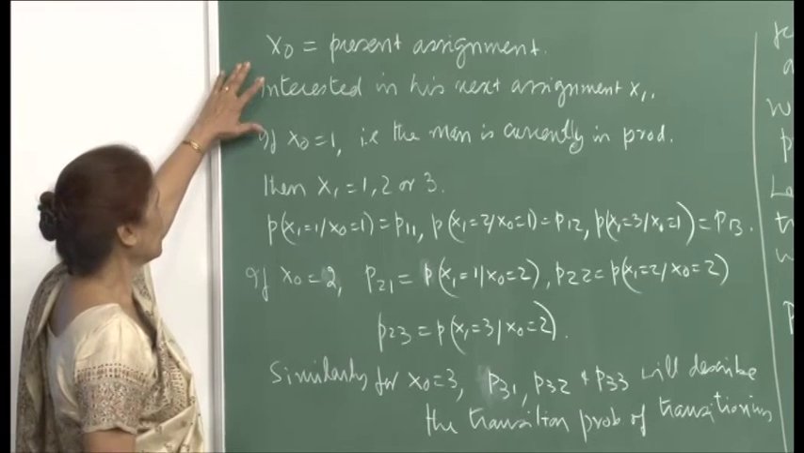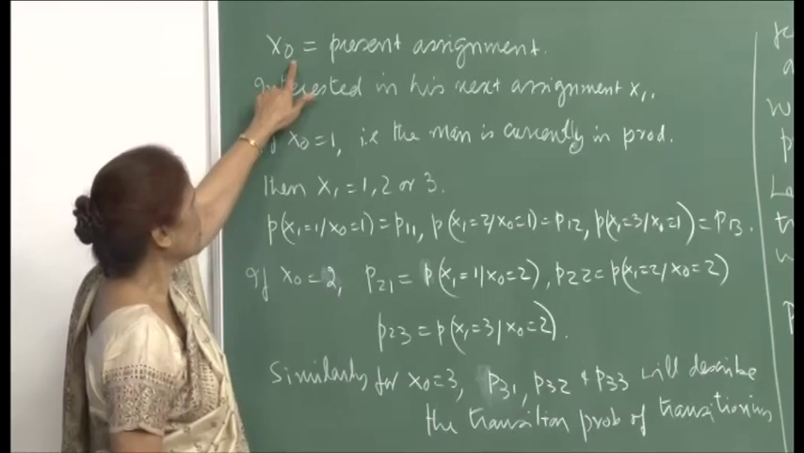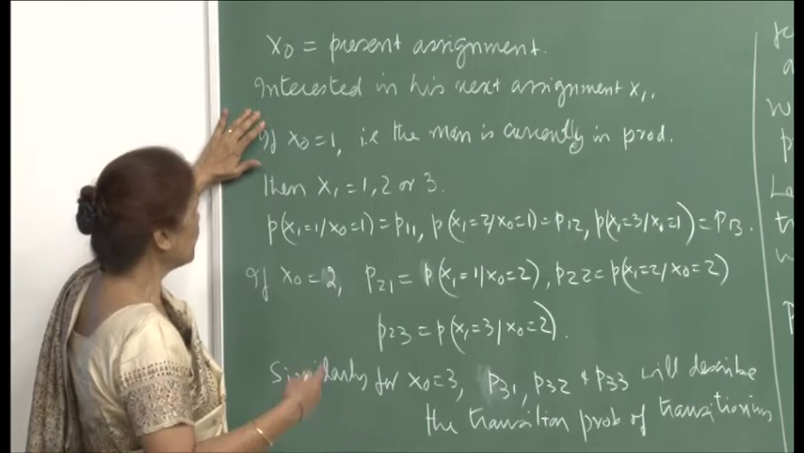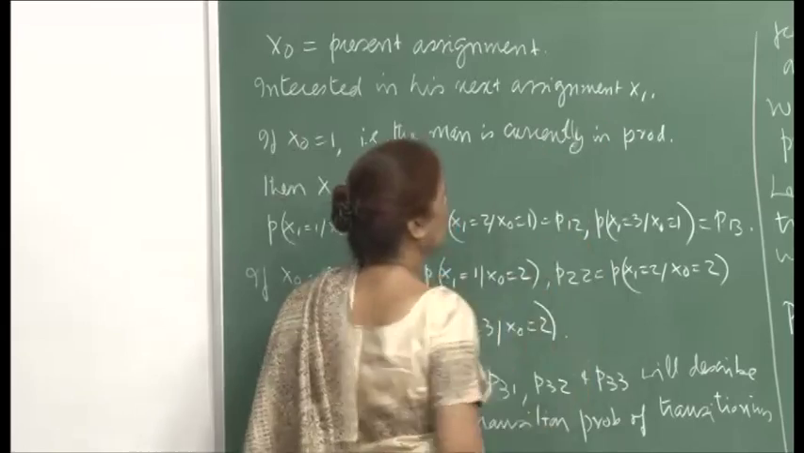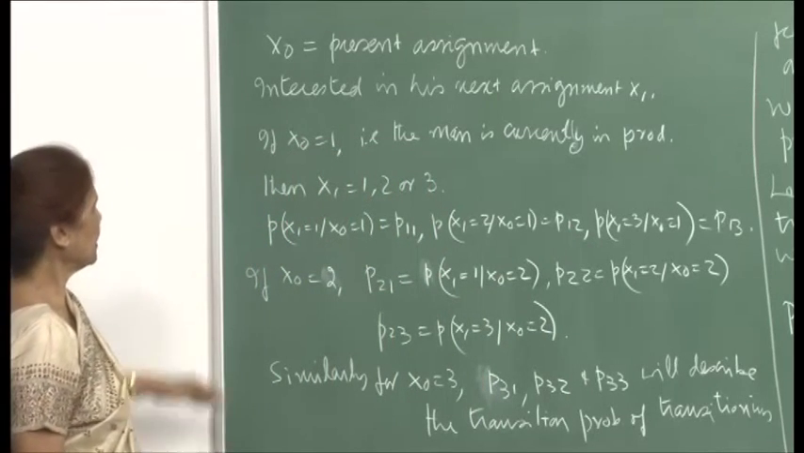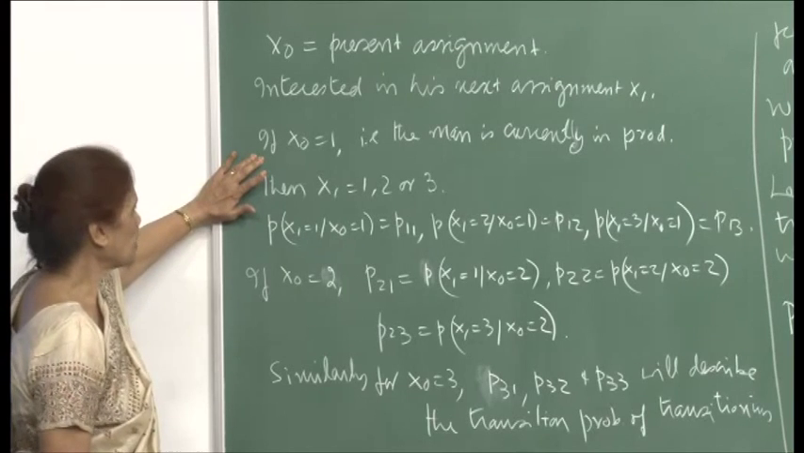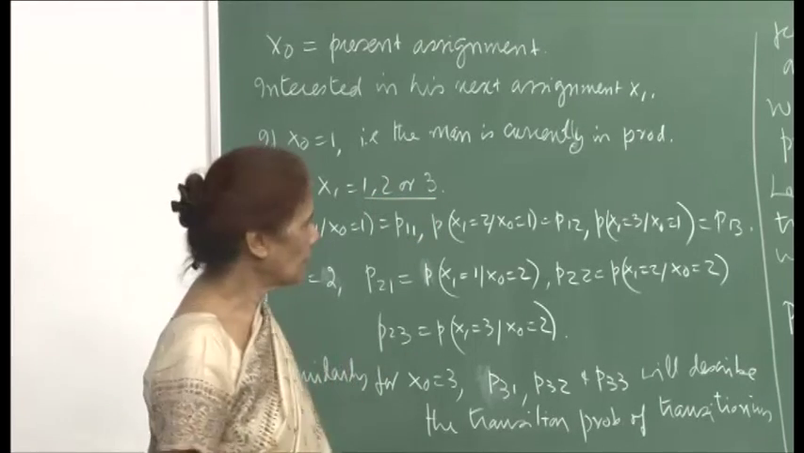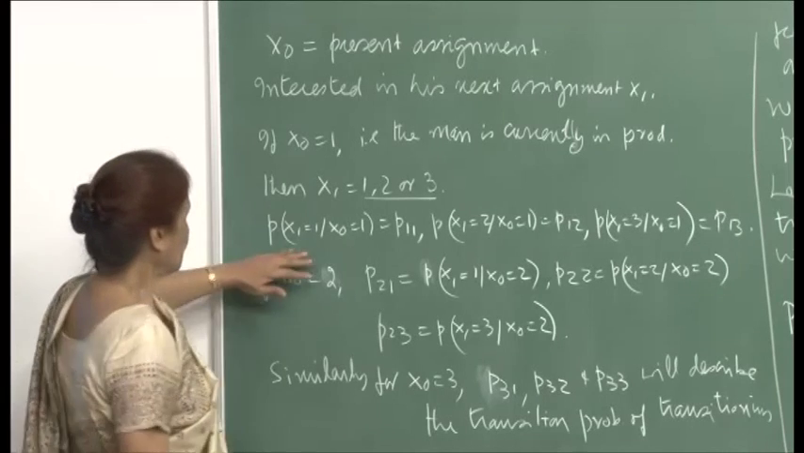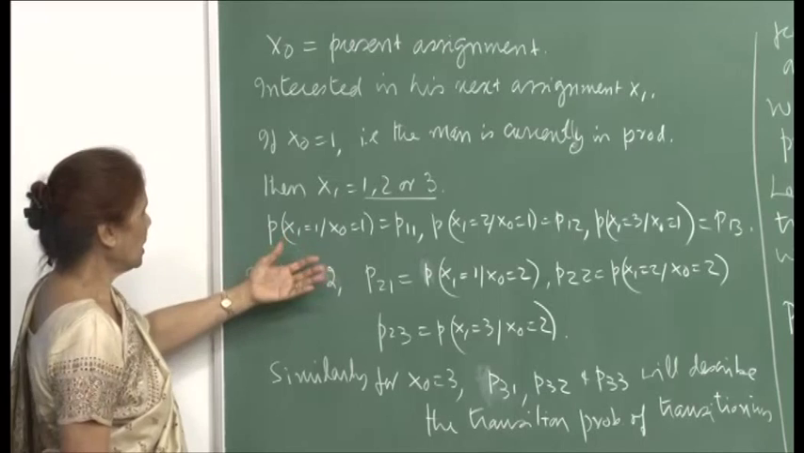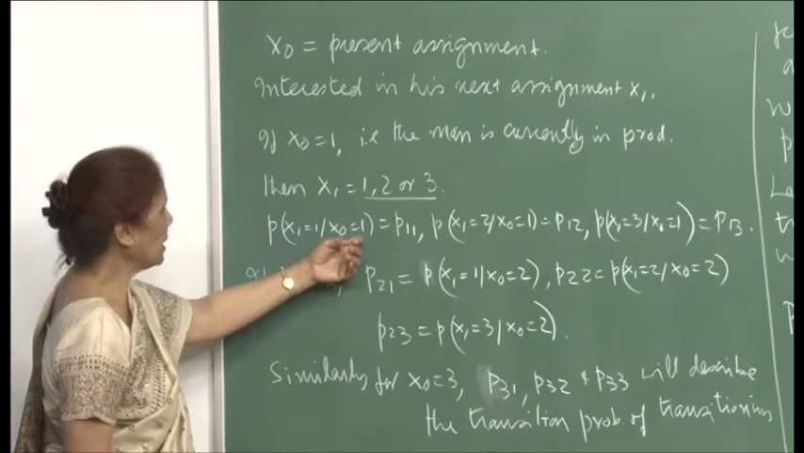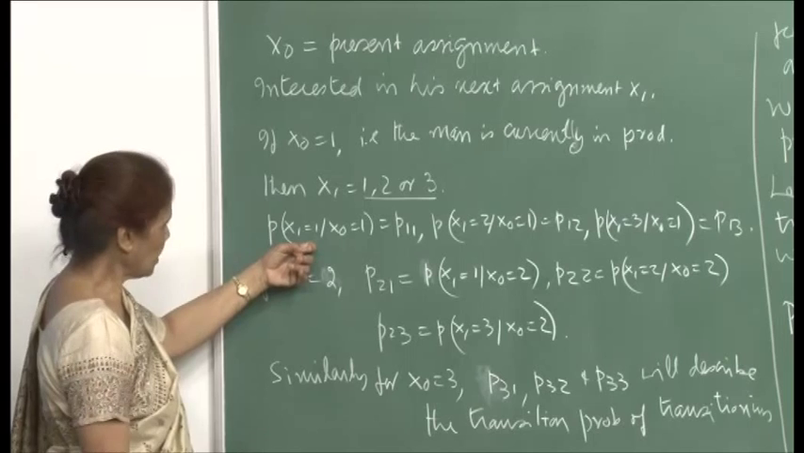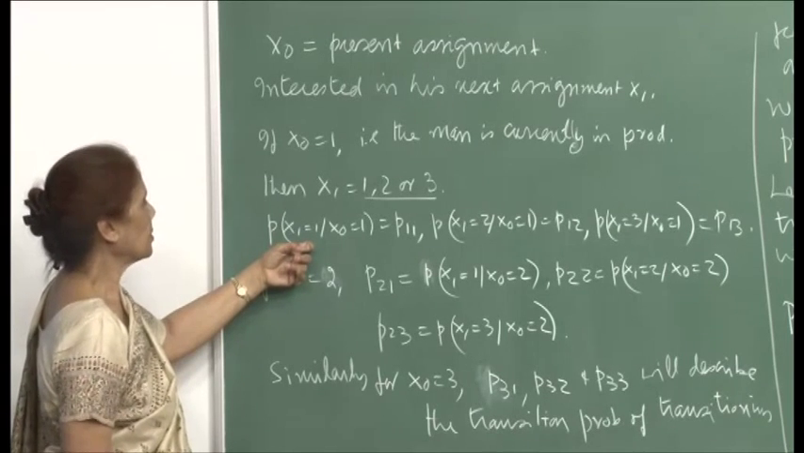So let us say x naught is the present assignment by our notation. Whatever the value of x naught, that tells us the present assignment of the employee. And then we are interested in his next assignment, that is, we want to know the value of x 1 in the next time period. So if x naught is 1, that is, the man is currently in production, then x 1 can be 1, 2 or 3, any of the 3 sections he can be assigned to. So you want to know the probability, which has to be given to you, that if he is starting with x naught equal to 1, that means he is in production right now, what is the probability that he will be kept in production again. So x 1 is 1.